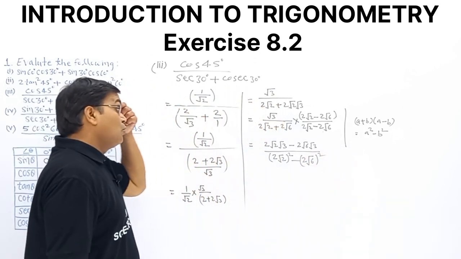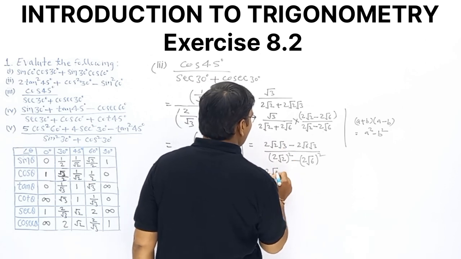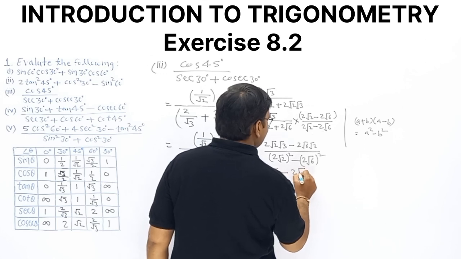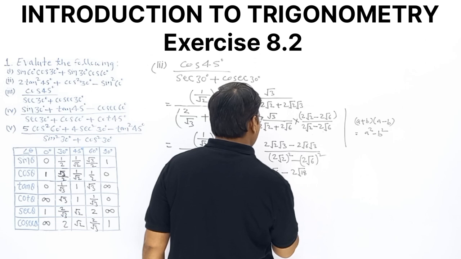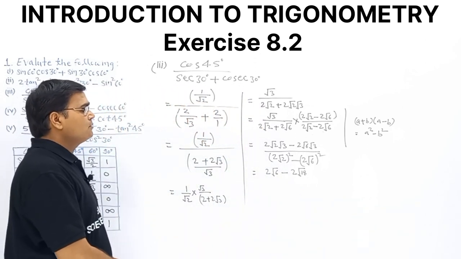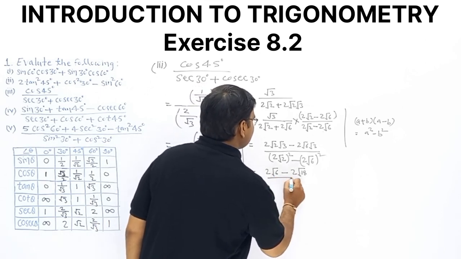Clear? Now solve. This can be written as what? 2 square root of 2 into 3, 6, minus 2 square root of, multiplied both, 6 threes are 18, 6 threes are 18, yes or no? Divided by what?